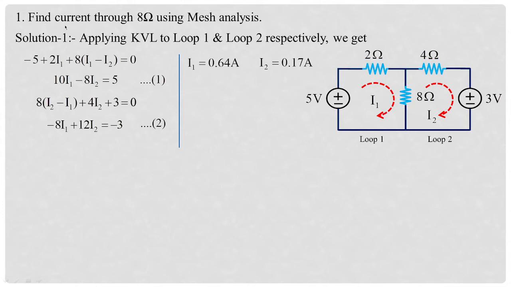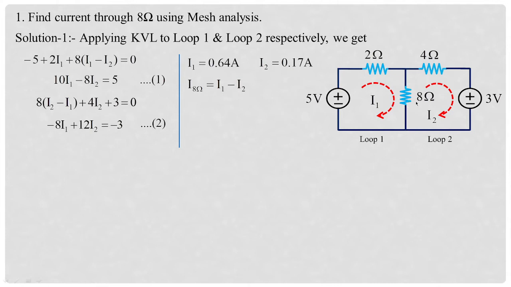What is the main motive? We have to find out the current in 8 ohms. So the value of the current in 8 ohms will be I1 minus I2. Moreover, you can see the I1 direction and I2 direction. We have assumed here both are clockwise. So the value of current in 8 ohms will be I1 minus I2. Why? Because current has to flow from this point to this point.